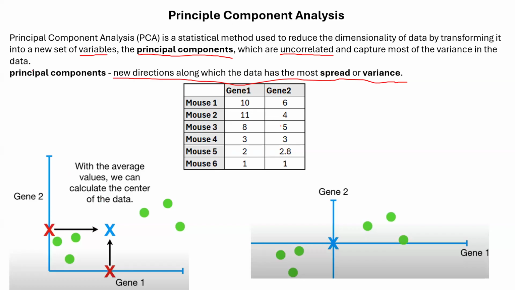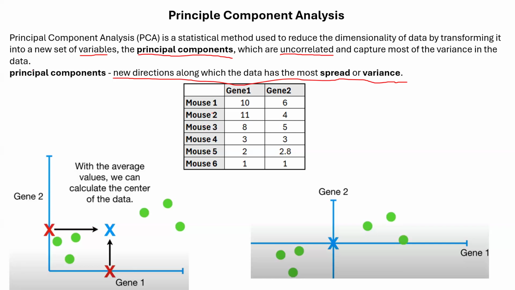From the original dimensions we are getting new directions, or new dimensions, where the data has the most spread or variance. So we are trying to find the directions which have the most variance and spread. You will get to know shortly what these new directions along which the data has the most spread or variance are, but that is what principal components actually are. Now let's study this with an example.